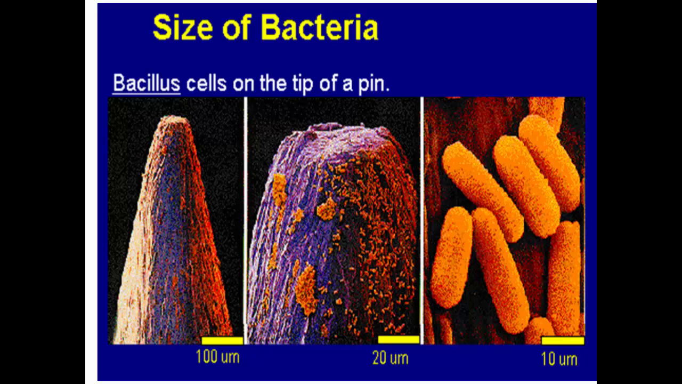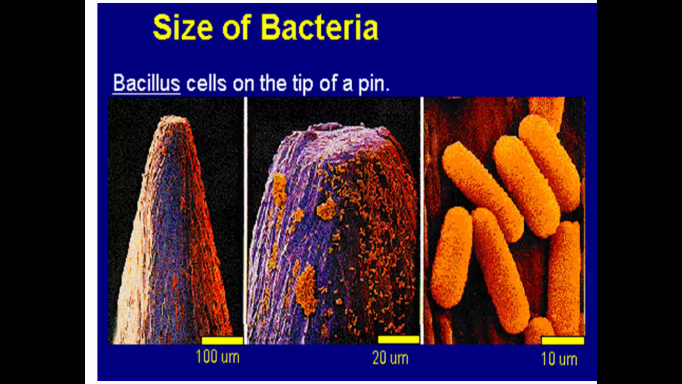So this is the head of a pin. The bacteria are on there. It's almost hard to see them in this one. These are all many, many bacteria. When we look at the highest magnification in this diagram, that's just 10 micrometers here. So these bacteria are about 10 micrometers in depth, very tiny. If we're looking at them in our microscopes, they would be barely visible to us, even under our highest power.